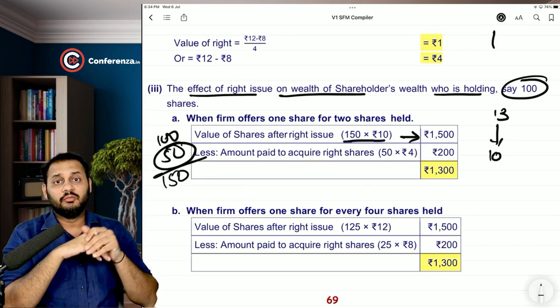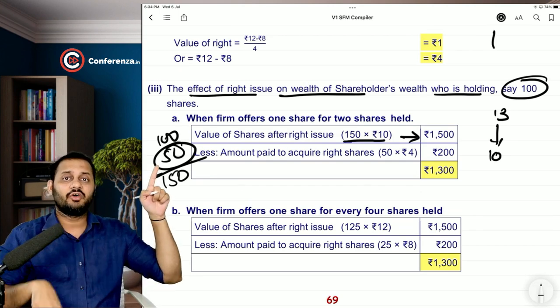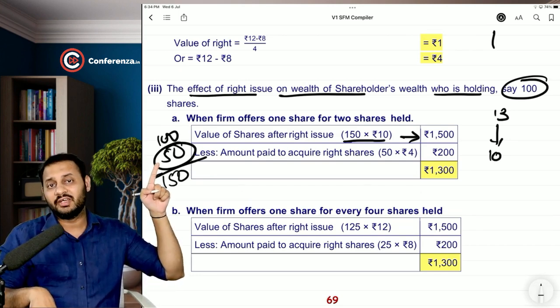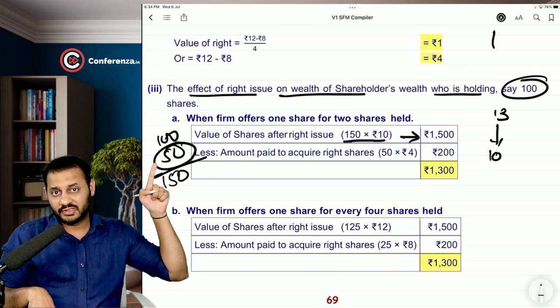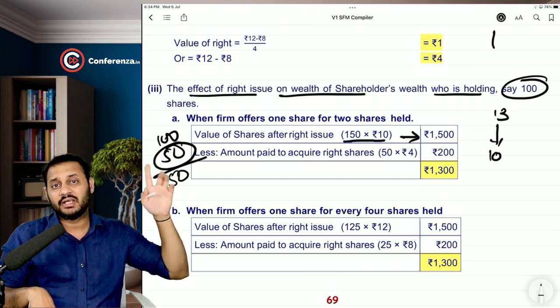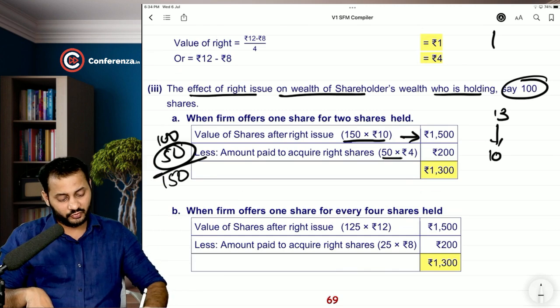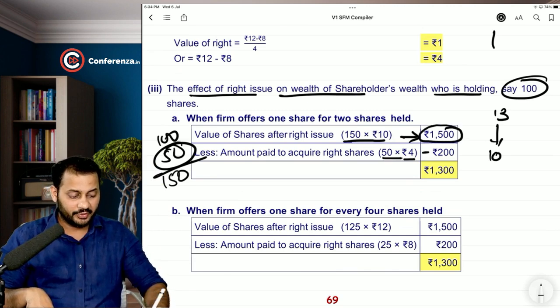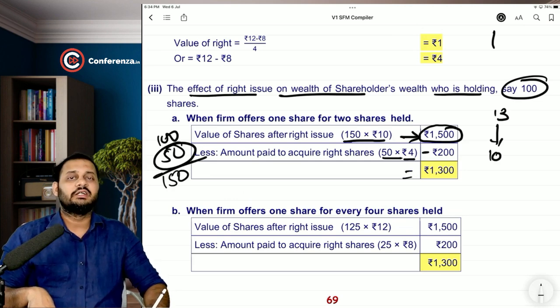Right? Good. Plus, these 50 shares have not been acquired free of cost, right? You have paid something for that. What was the subscription price? 4 rupees. So 50 into 4 was the subscription price. Your portfolio has become 1500. For that you have paid 200 rupees. So the net value or the net wealth to you is 1300 only.